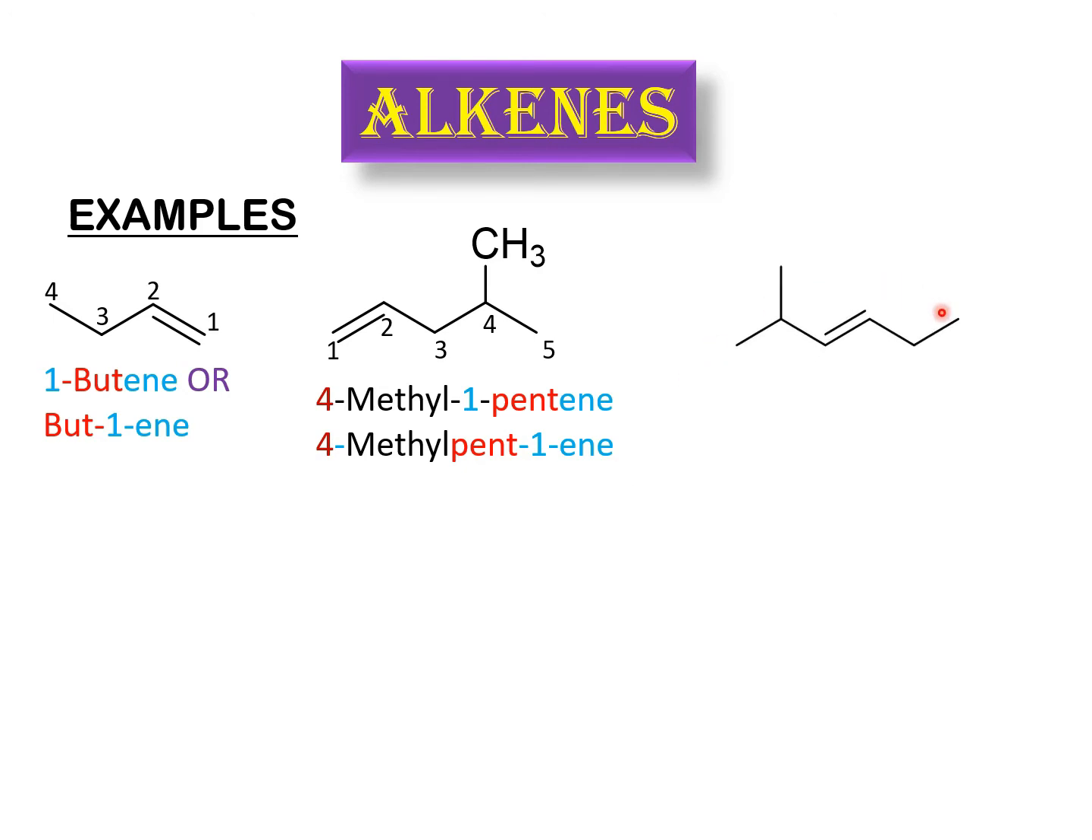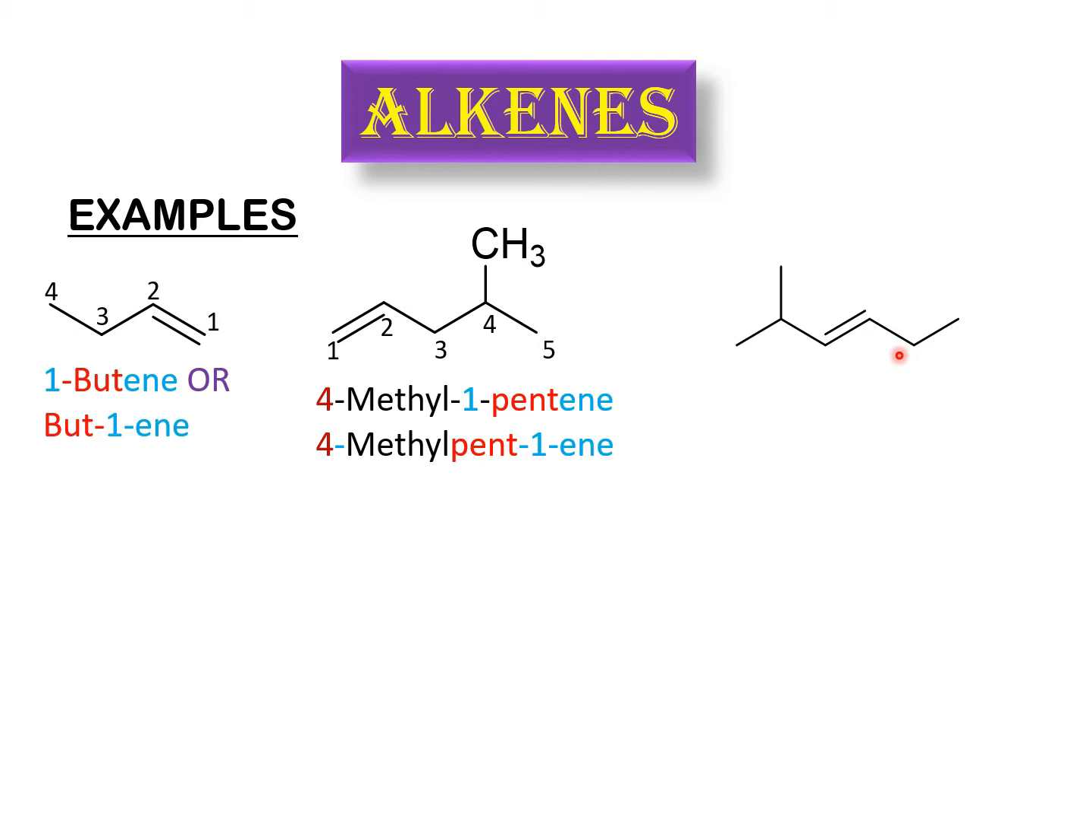Here we have another example, and now you can see that the double bond in the chain is at the same position from both ends. So you start from here, 1, 2, 3. The double bond is at carbon number 3. And if you start from here, 1, 2, 3, the double bond again falls at position 3. So now from both ends, the double bond has the same position.